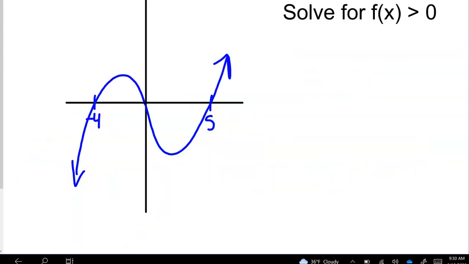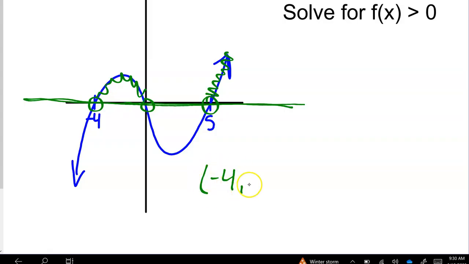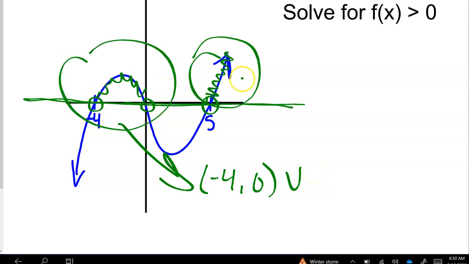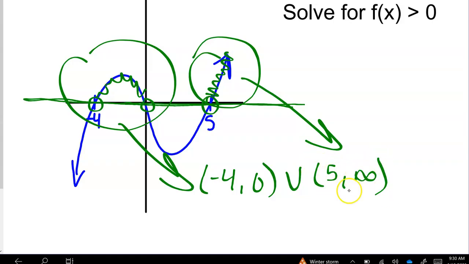Next one, I want to find where f of x is greater than 0. This is my 0. It's going to be an open circle, this little hump right here, and open circle and this little arrowed part right there. So this is going to go from -4 to 0, not including. Or it could be in this section, and this is that section. So that's going to start at 5, not including it, to infinity.